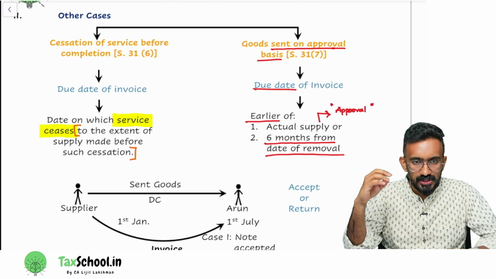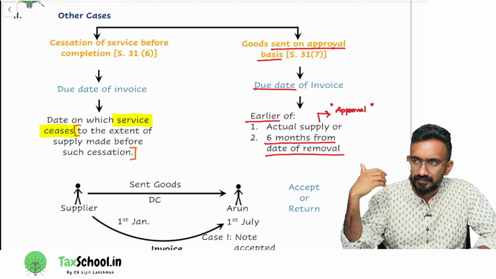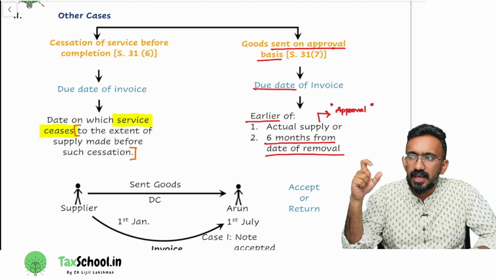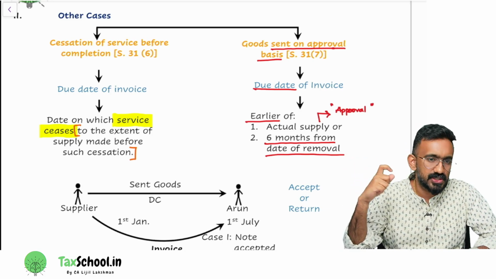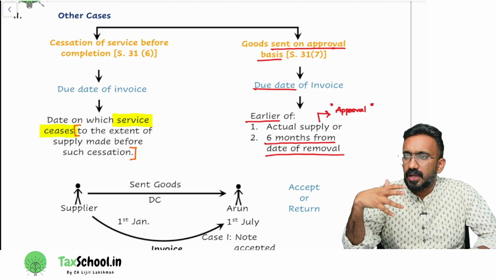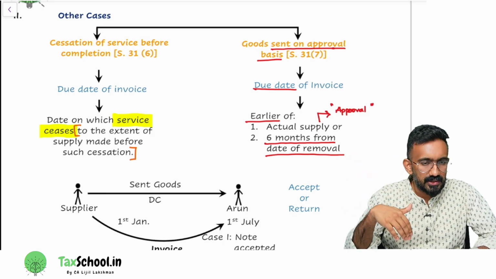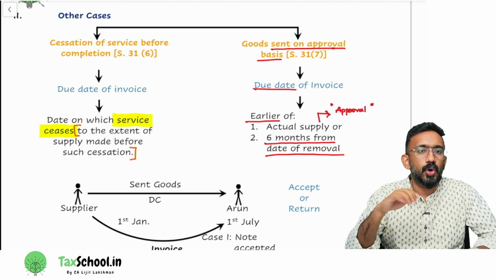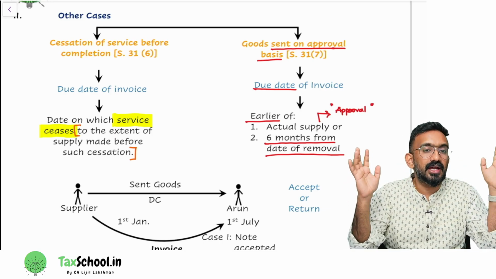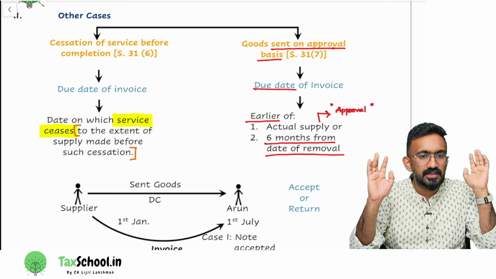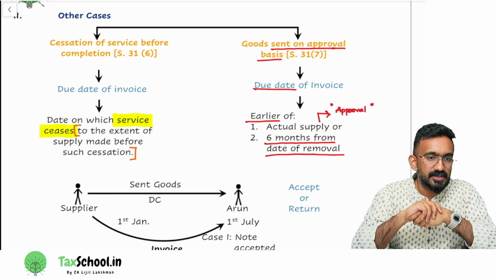Cessation of service before completion means, even before the services are completed, what if the service stops? Due date of invoice would be date on which service ceases to the extent of supply made before such cessation. I started providing the services for 30 days. On 1st January, I started. On 5th January, my service got broken. Cessation means stops. Say for 30 days, I have quoted 30 lakh rupees. After 5 days, my service got cancelled. They are now giving me 5 days money. What will be the due date of invoice for that 5 days money that I am receiving?